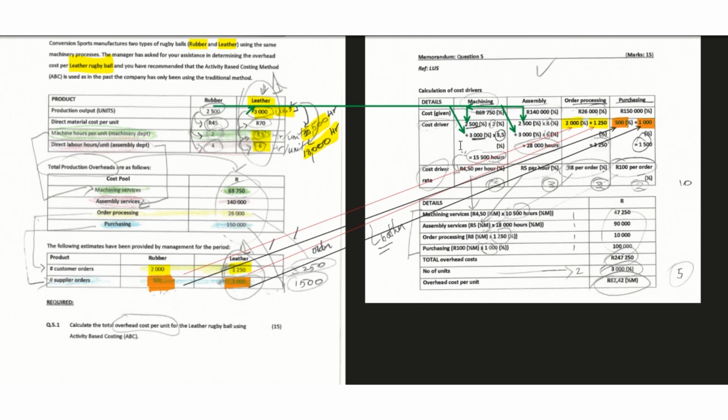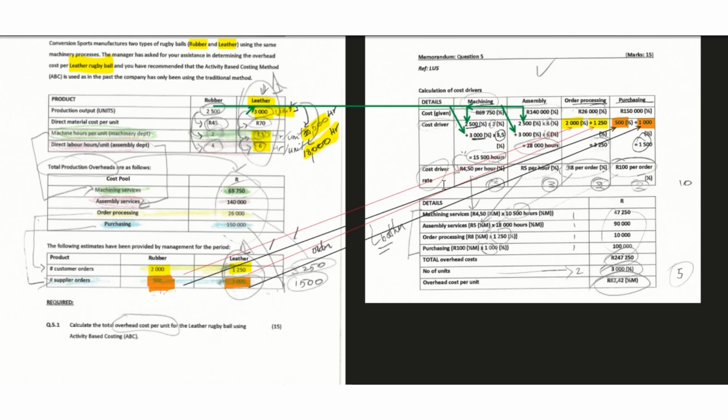We multiply 2,500 by 2, which is 5,000, plus 3,000 units times 3.5. As you can see, this is the calculation. So what are we trying to find? We're trying to find out what is the total hours for the machining. We have the total cost that was provided, but we need to find out how many hours of machining services were necessitated. Let me put it that way. So we find that it was 15,500 hours, right?